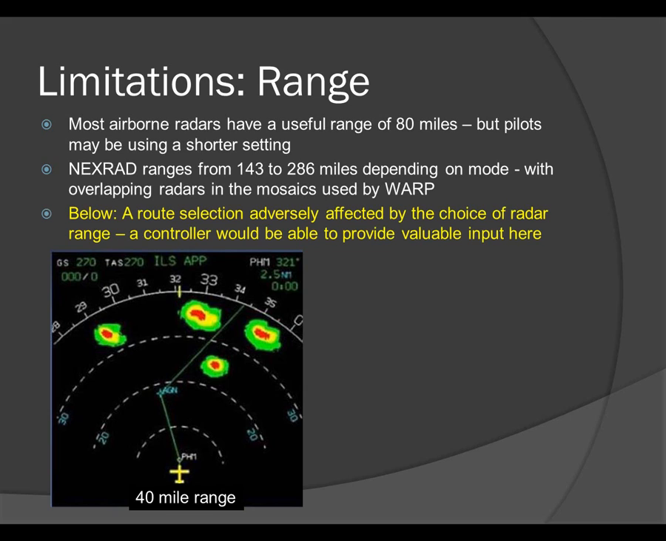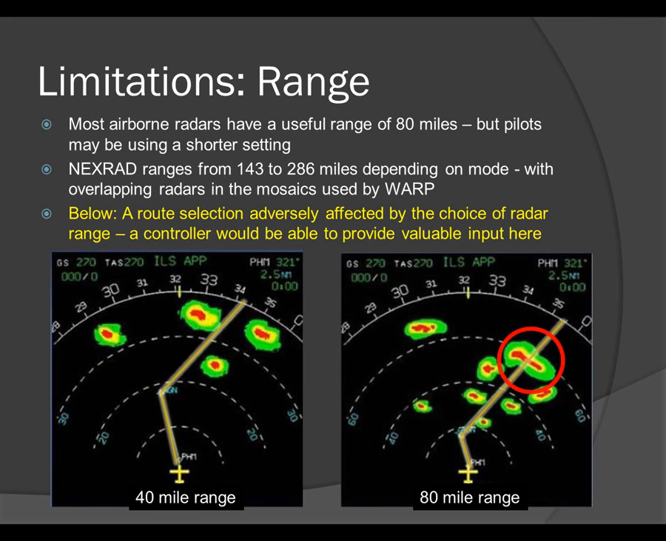Here we have a route selection that may adversely be affected by the choice of radar range. For example, a pilot has his range selected at 40 miles. He sees a path through that. It is open without any thunderstorm activity, but he can only see out as far as 40 miles. Had his radar been set at the 80-mile range, he would see that beyond the limit of his radar, there is a large cell. So judgment can sometimes be impaired by the choice of range, and a controller would be able to provide valuable input.